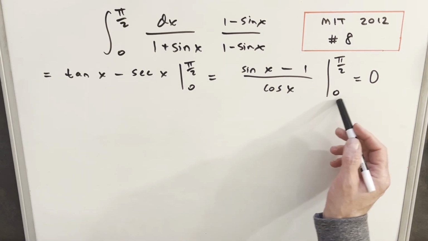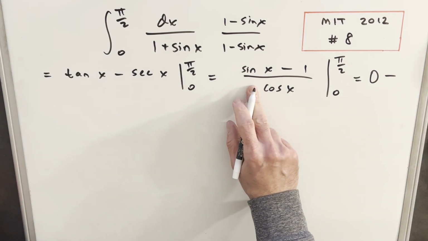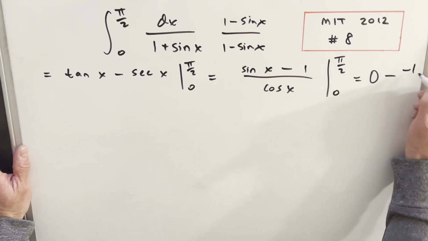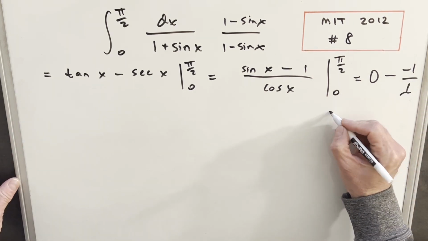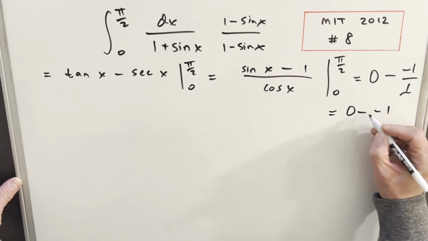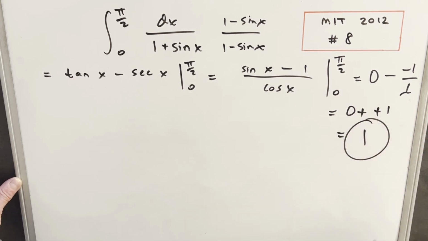Okay, now we just need to evaluate the second part. We need to evaluate this at 0. So plugging a 0 in for sine, we're going to have 0, so we're going to have a minus 1. And then cosine at 0 is just 1. So then just to finish it off, we're going to have 0 minus minus 1. These cancel, and for our answer, we're just going to have 1.